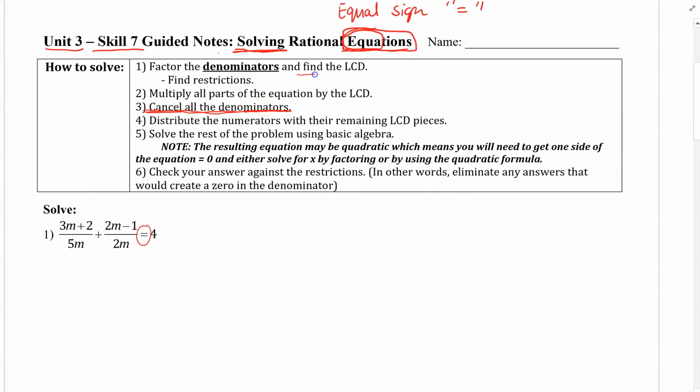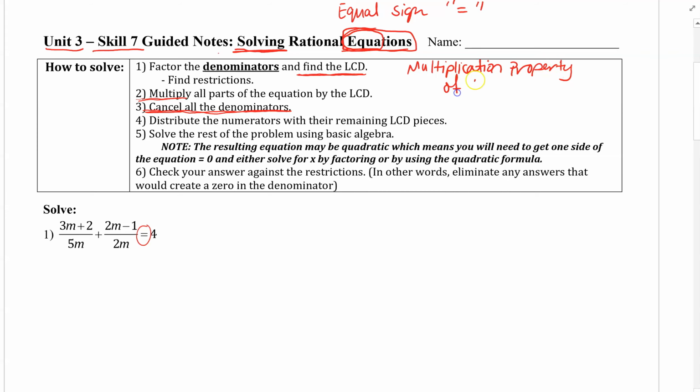So we still start by finding the lowest common denominator because that's going to be our key to canceling them out. But instead of creating a common denominator, we're going to multiply by the common denominator. And that is because we now have this wonderful thing called an equal sign, and we have this wonderful property called the multiplication property of equality. We're going to take advantage of that property, okay?